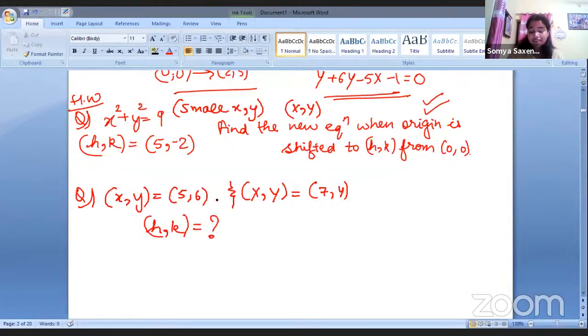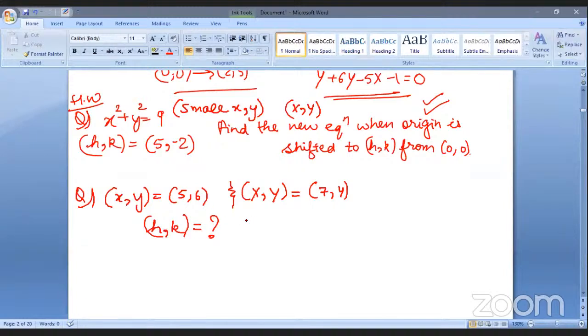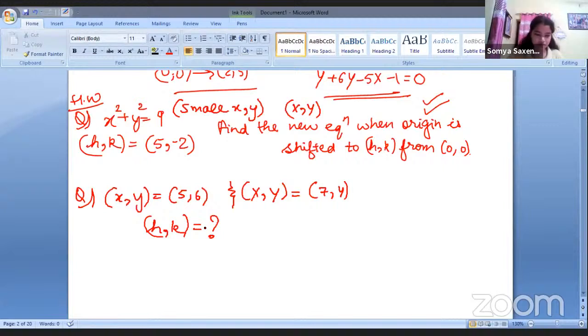We have to find the coordinates of the new origin now. Both the initial coordinates of the point and the final coordinates of the point are given after shifting the origin as well. So we have to find h comma k, which is the shifted origin. So who will tell me the answer quickly? We just have to do subtraction and addition.